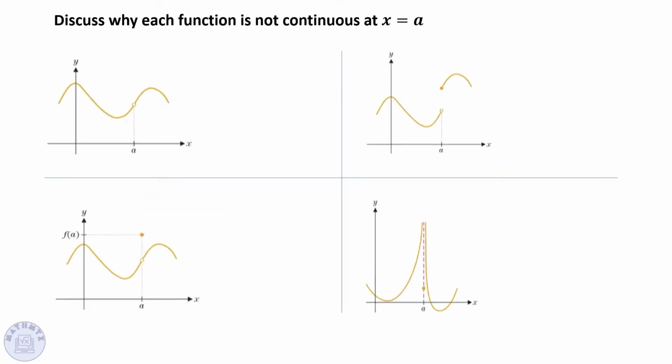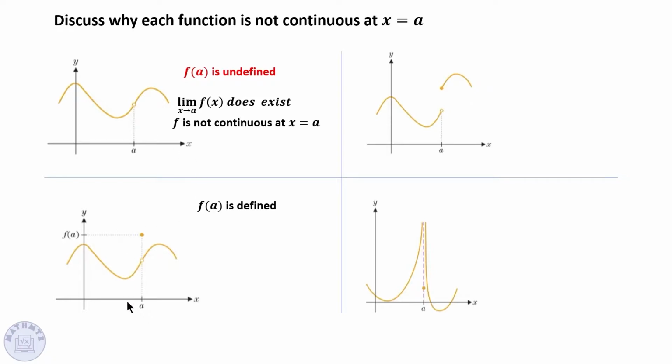Okay, looking at the first graph, you can see that the function is not defined at A. This means that the function should not be continuous. Even if you have a limit, again, you need three conditions. One of these is the function of A should be defined. Moving next, the function here is defined and the limit is defined, but you can see the values are different. So if the function value is not the same as the limit, we say that the function is not continuous.